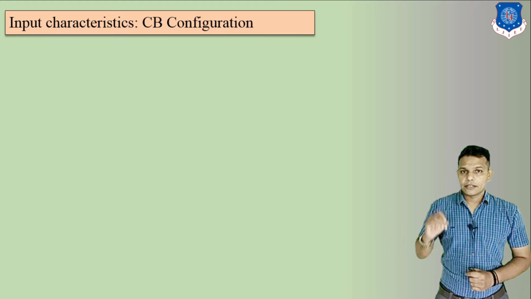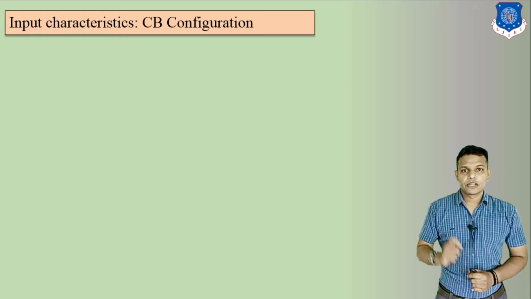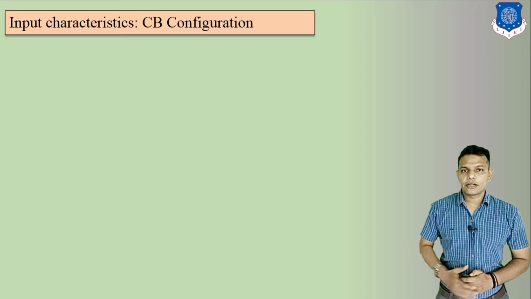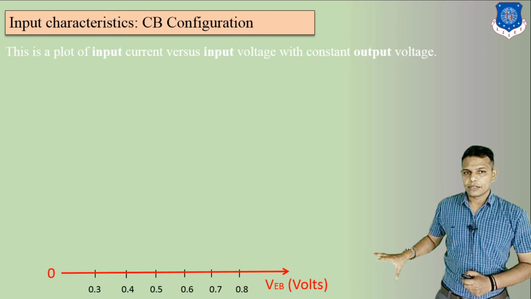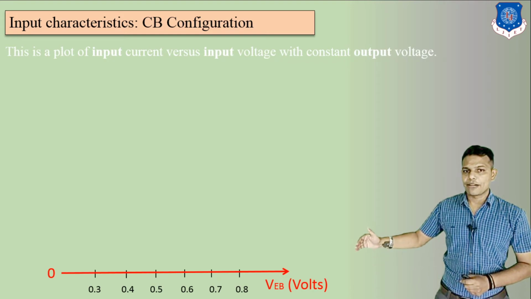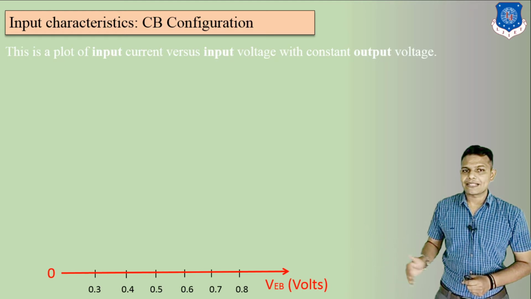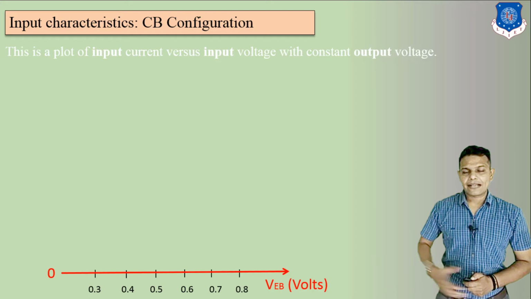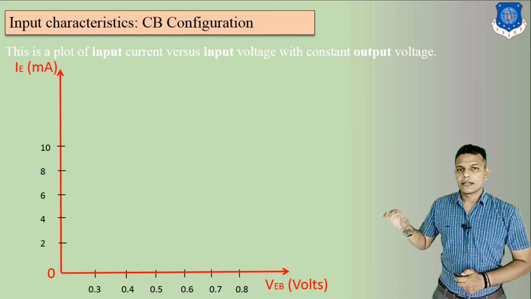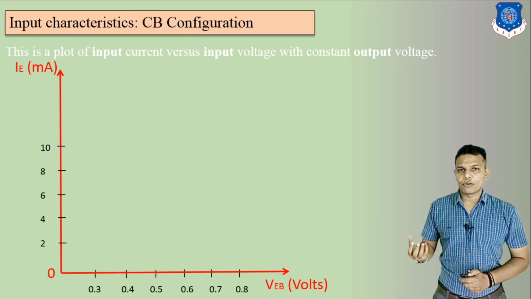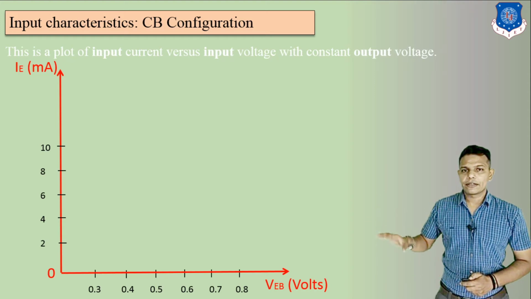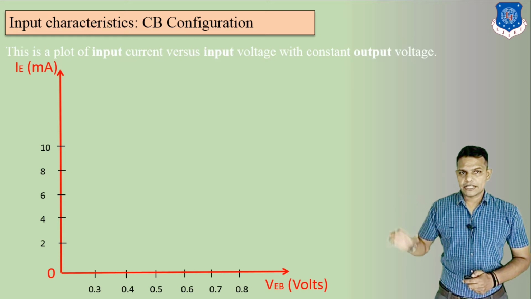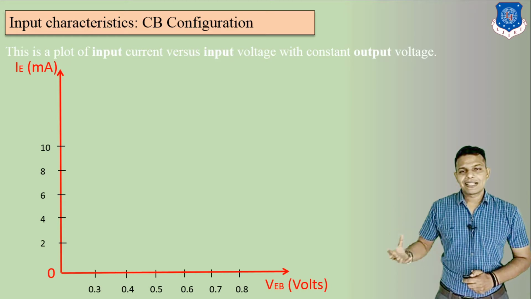But remember, this is the input characteristics. So we have to take input voltages and input currents. Here on the x-axis we can see VEB, in volts, with different values of VEB: 0.3, 0.4, 0.5, 0.6, 0.7 and 0.8. And on the y-axis we can see input current, which is IE, denoted in milliamperes, 2, 4 and so on. So this is the VI characteristics of CB configuration, or we can say input characteristics of CB configuration.